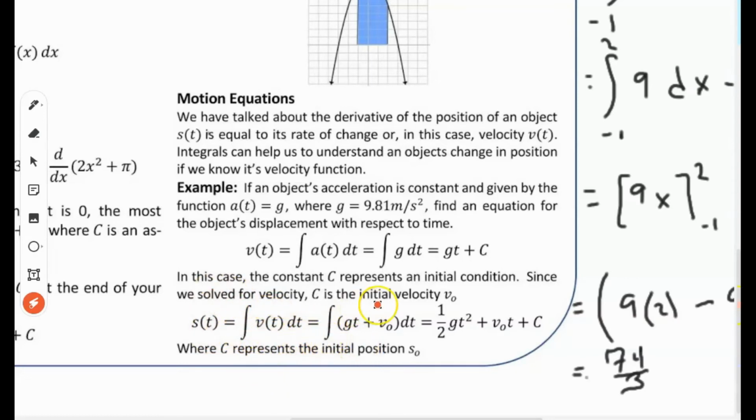All right, so our equation for velocity then is gt plus some initial velocity. Okay, this is t to the power of 1. So we're going to raise that to a power of 2 and divide by 2. So you get a half here. Here you can imagine a term t to the power of 0. So we're just going to get initial velocity times time. And then you're left with this constant. That's your initial position. That's your final position.